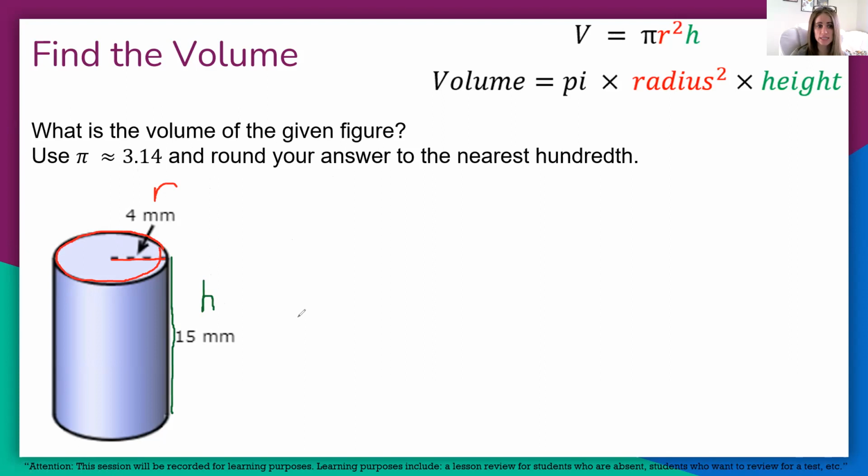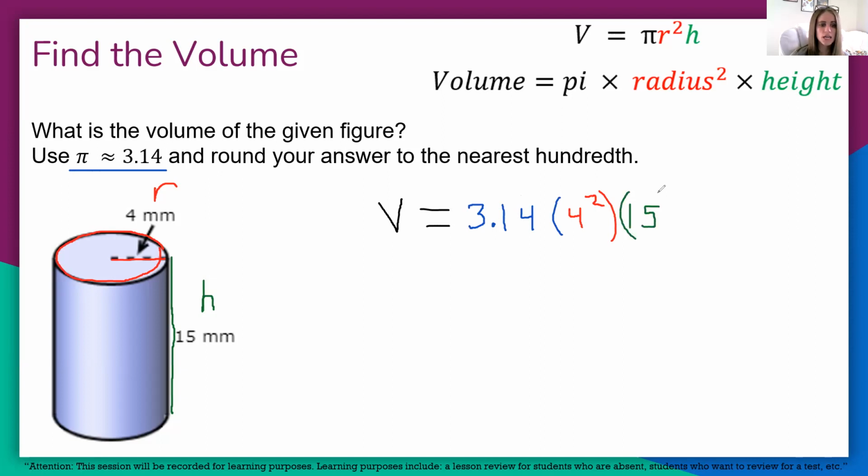Now that our information is labeled, we are going to substitute. We're going to plug our numbers into our formula. So volume is equal to pi, but we're using the approximation of 3.14 as pi. That is being multiplied by our radius squared, so 4 squared, and then multiplied by our height.